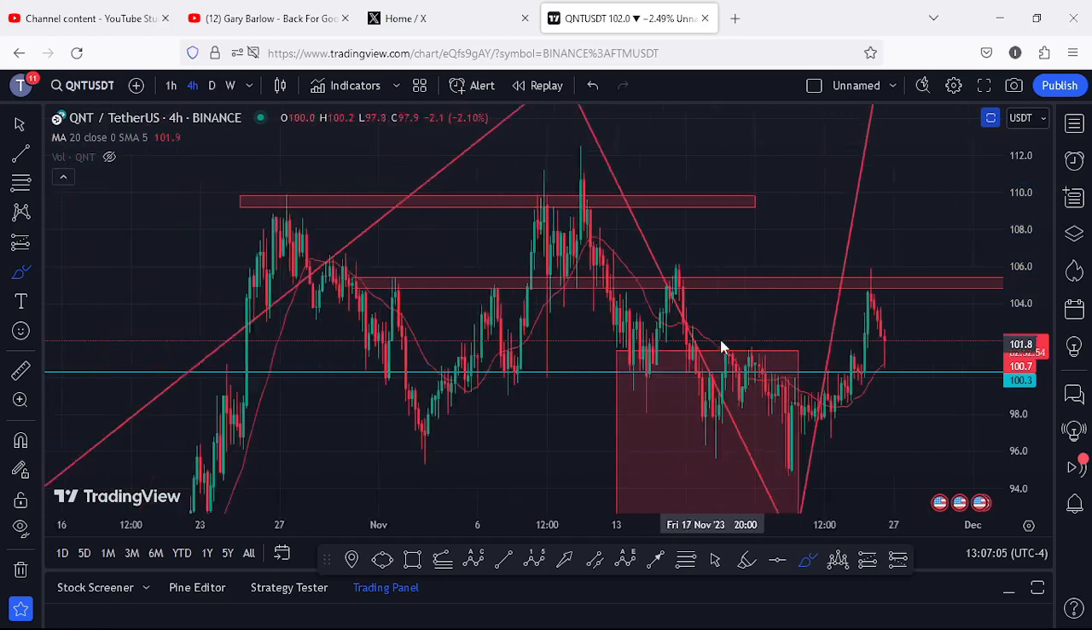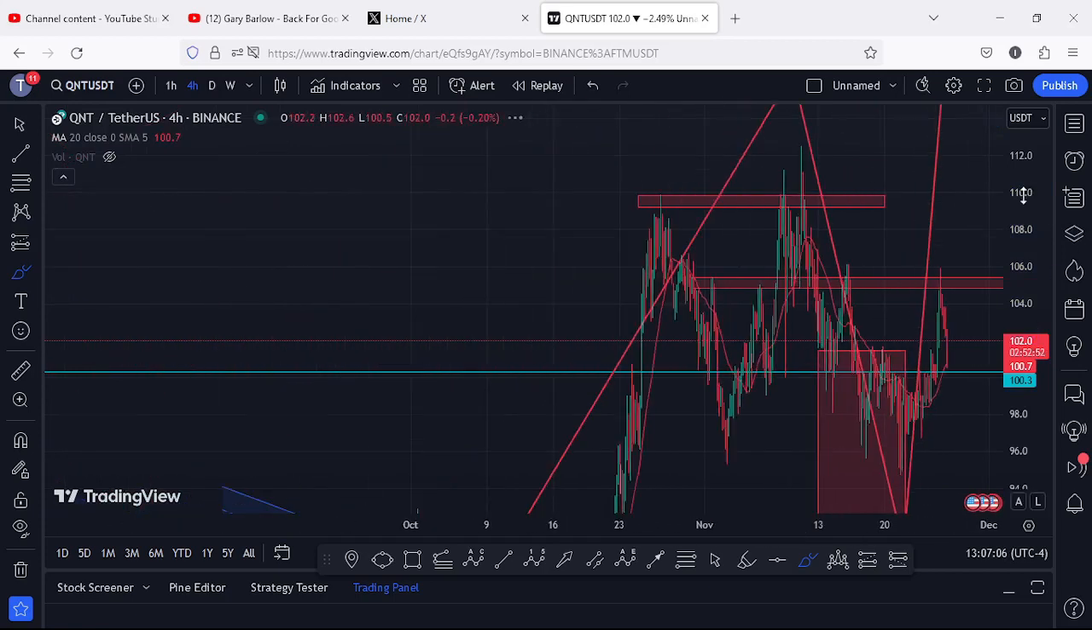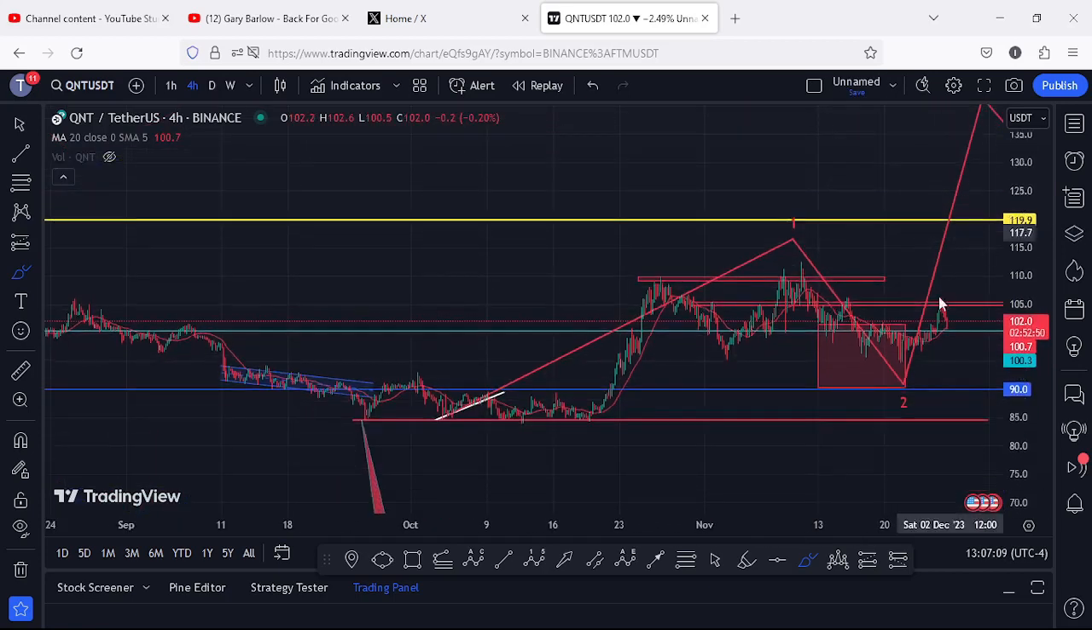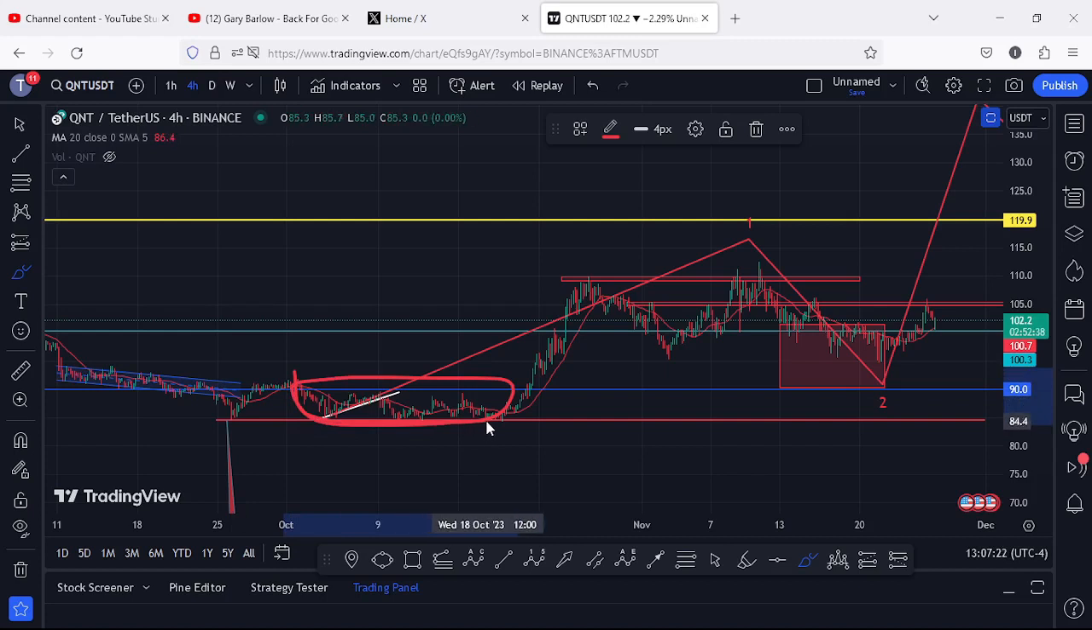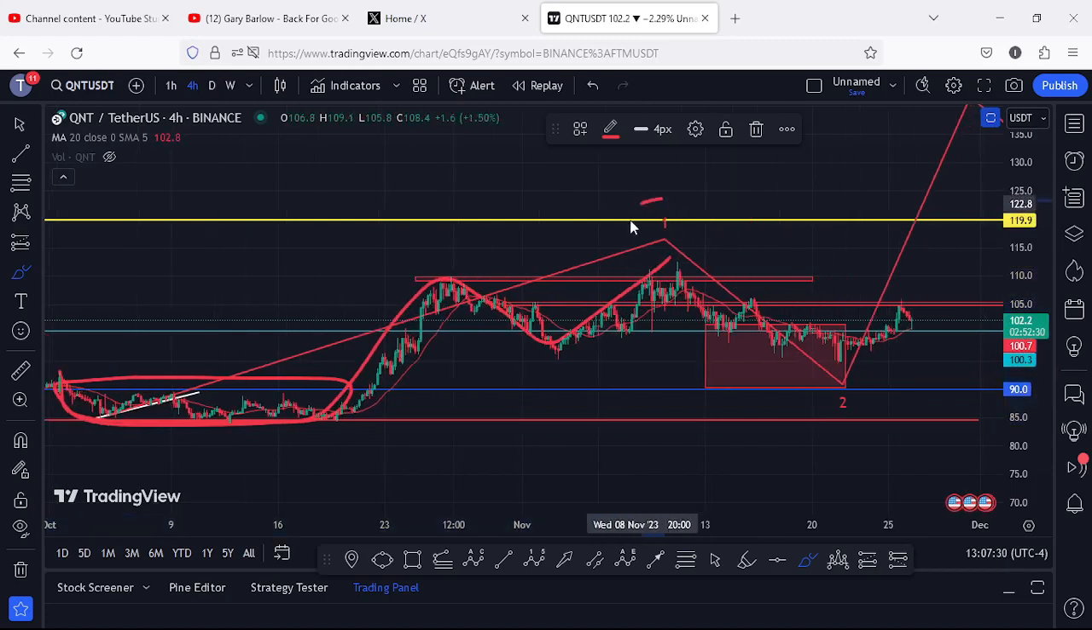QNT has also continued to obey the Elliott wave structures. Zooming out on the charts to give you my short-term Elliott wave analysis, you can see that after getting our low at around the $84.5 mark, we saw this consolidation before we finally saw the breakout to the upper side, giving us a high above the $110 mark, completing the formation of this Elliott wave count 1 to the upper side.